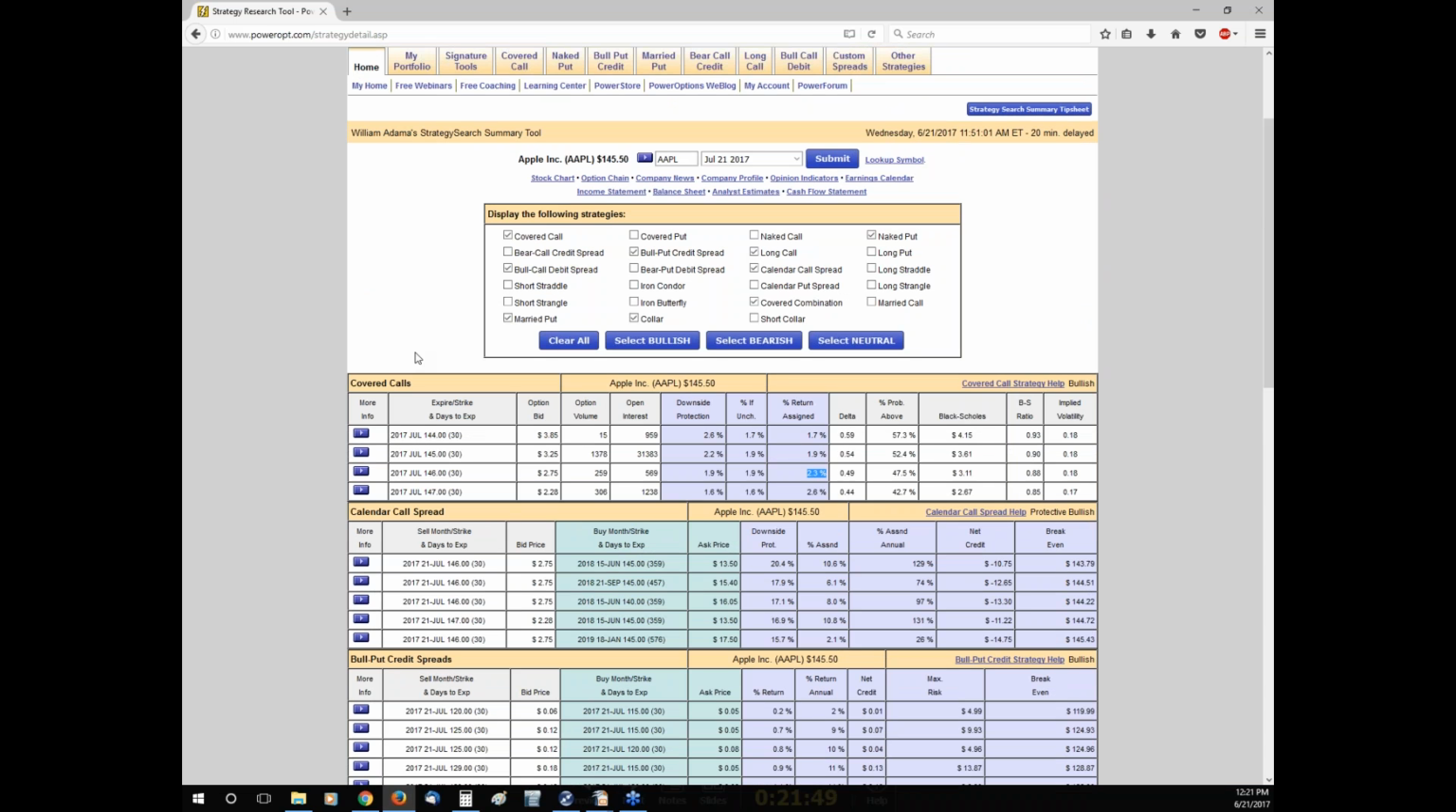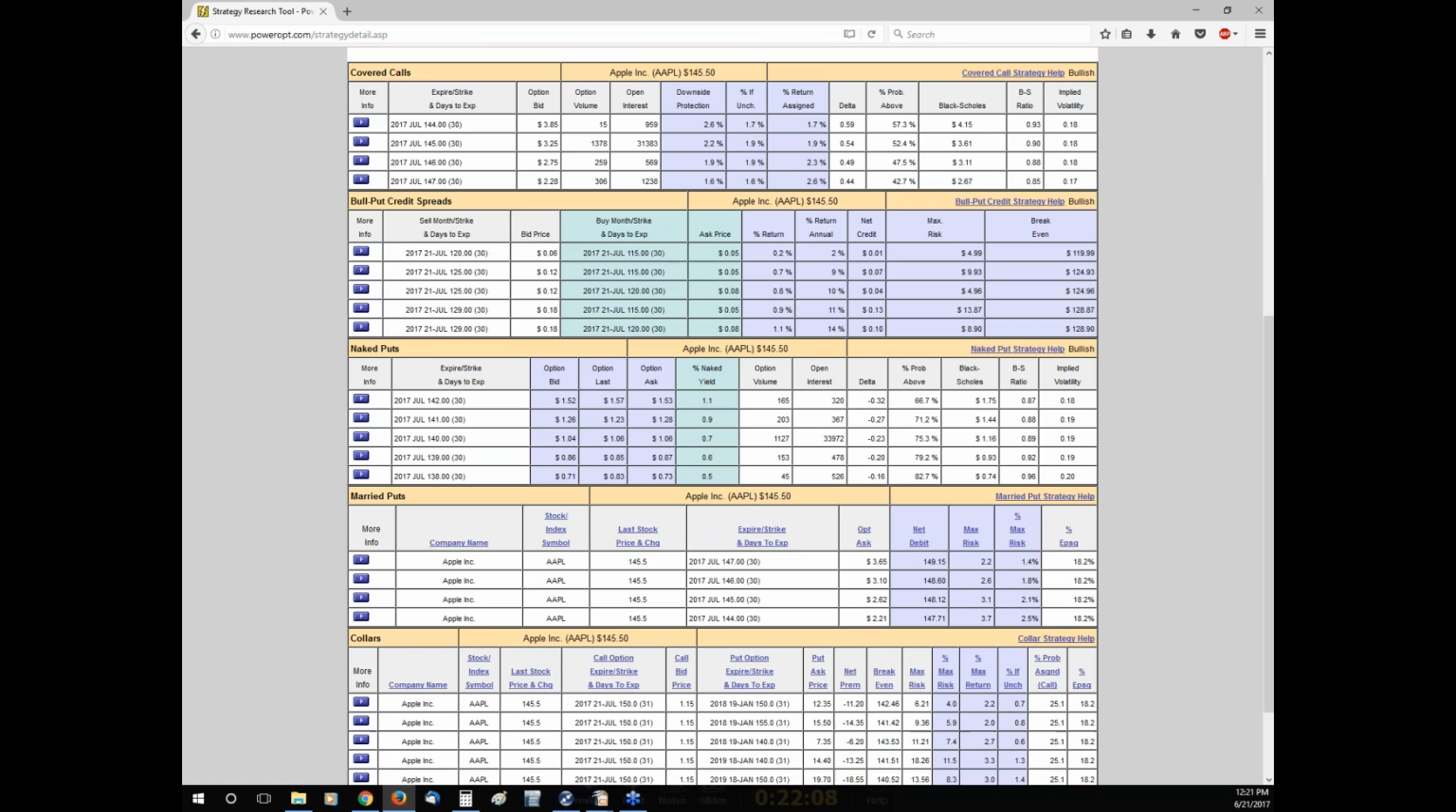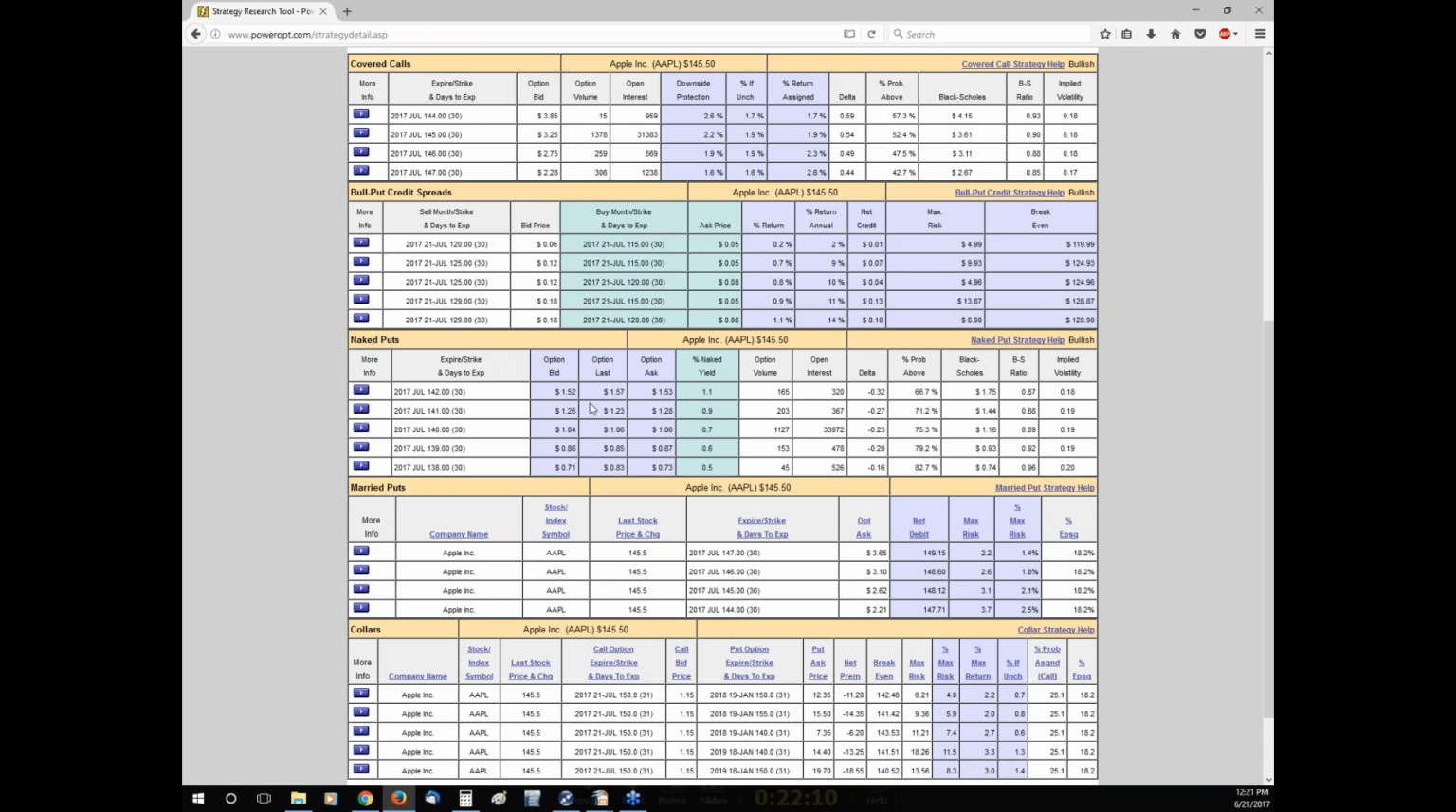for different strategies. And if you're only interested in 3 or 4, let's say you're interested in maybe looking at covered calls, maybe bull put credit spread, you're focusing on premium, maybe a collar and a naked put, we'll just uncheck those that don't match, customize it for our needs, and then click submit. Okay, so now I've got the returns for covered calls, bull puts, naked puts, and collars.